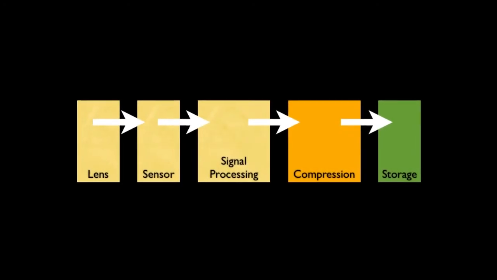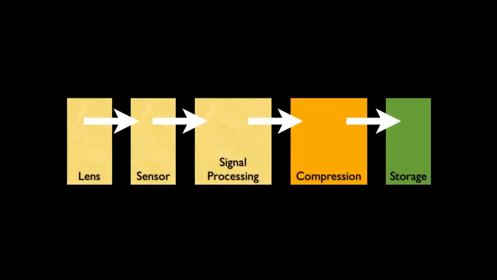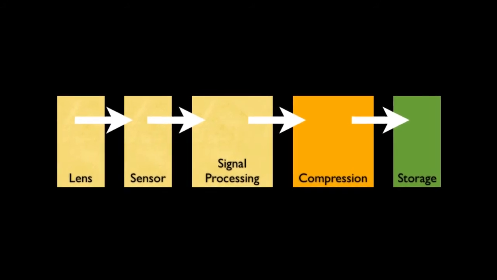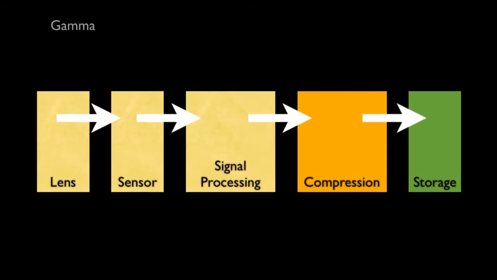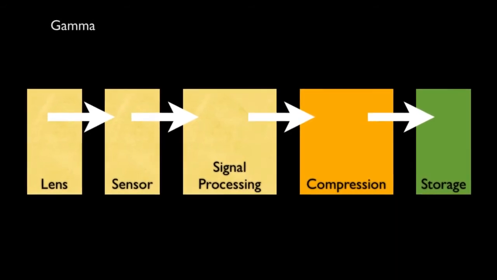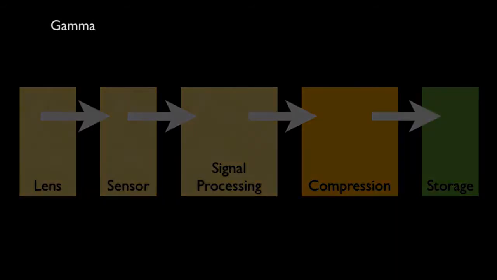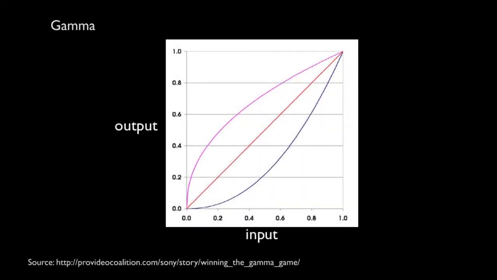So when the light falls through the lens onto the sensor, it's going through signal processing, and then it's compressed, and then it's stored, then it's recorded on a storage card. So we're going to look at the processing now at two things, the black level and the gamma.